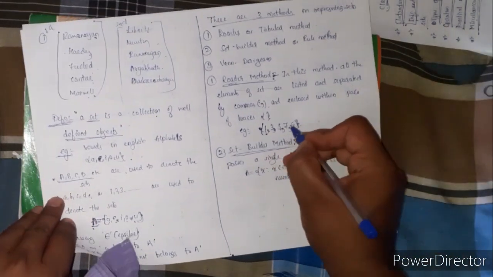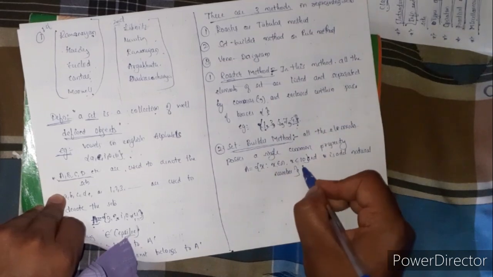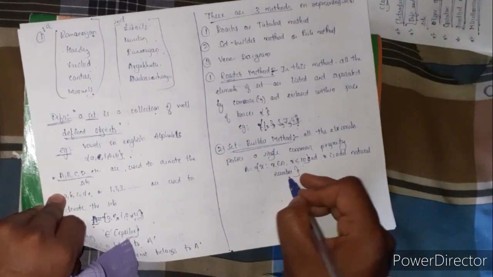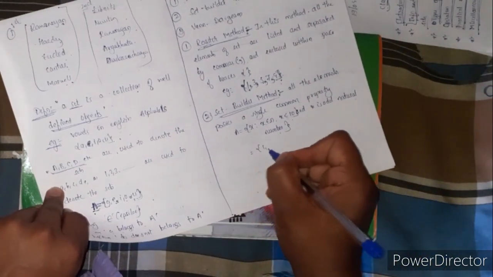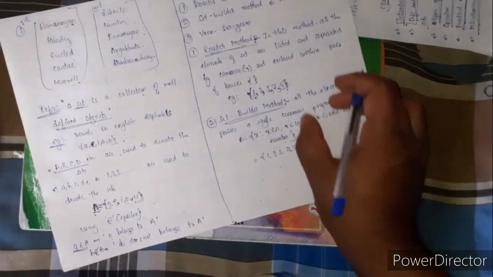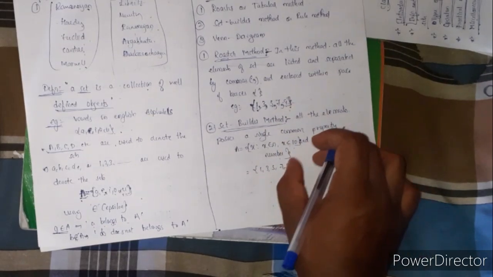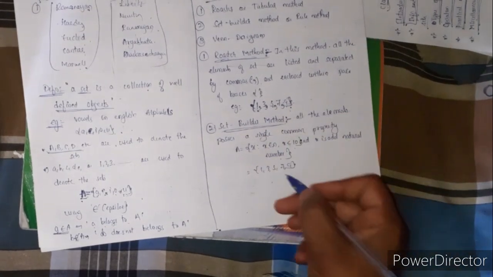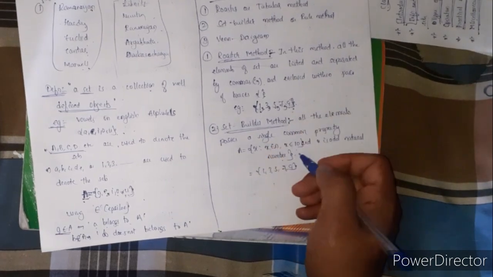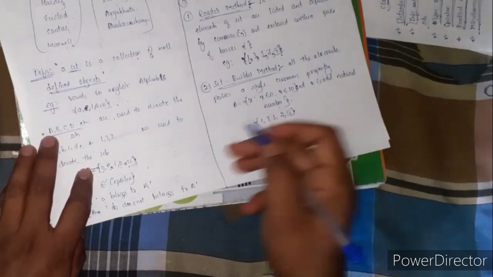Consider 1, 3, 5, 7, 9. So this x belongs to natural numbers, x is also less than 10, and x is an odd natural number. What are the numbers here? 1, 3, 5, 7, 9. So this possesses a single common property: an odd natural number less than 10 belonging to natural numbers. This is the common property among all the elements.